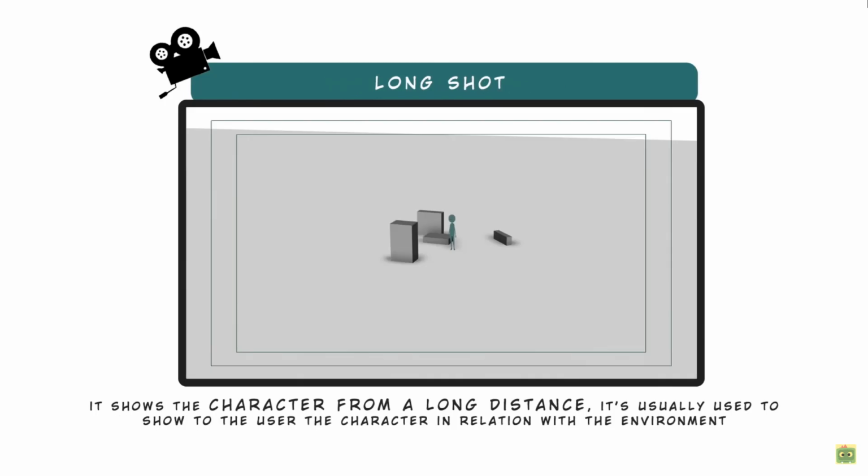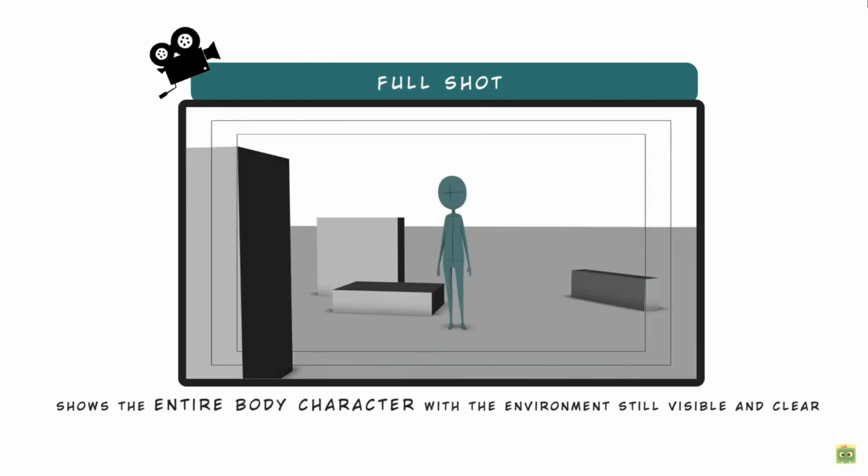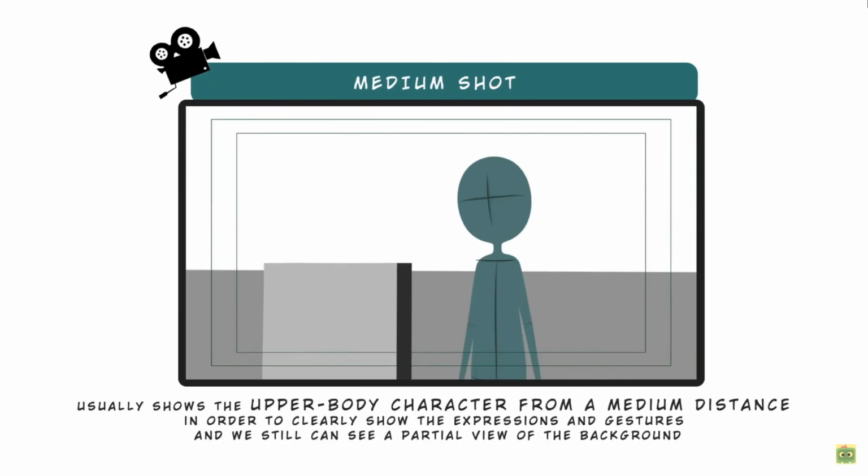Long shot. It shows the characters from a long distance. It's usually used to communicate to the user the character in relation to the environment. Full shot shows the character's entire body with the environment still visible and clear, and we can also read the character's expression and mood. Medium shot usually shows the character's upper body from a medium distance in order to clearly show the expression and gesture, but we can still see a partial view of the background.